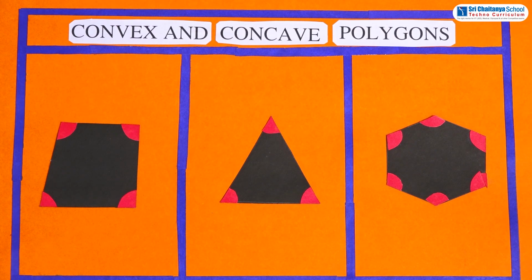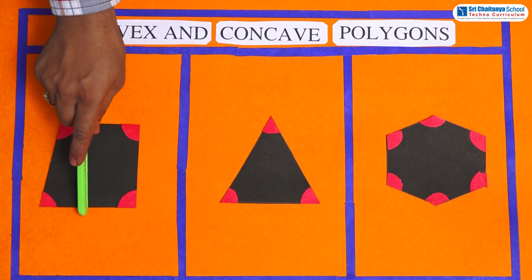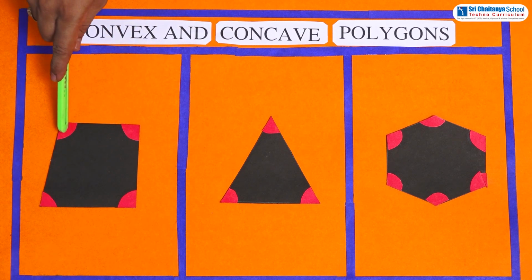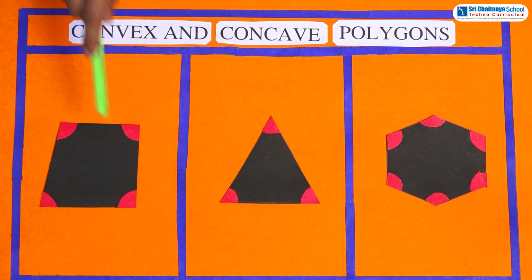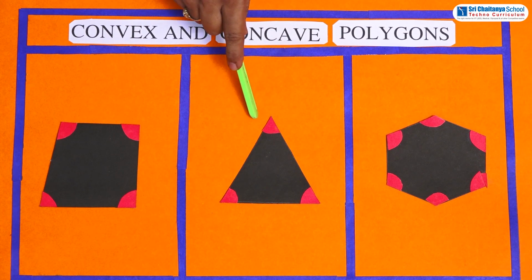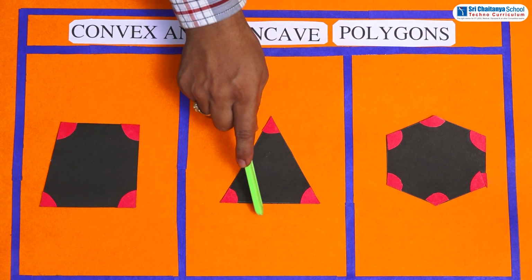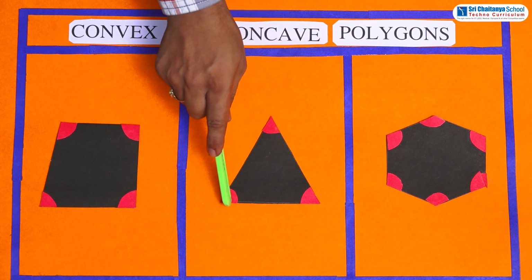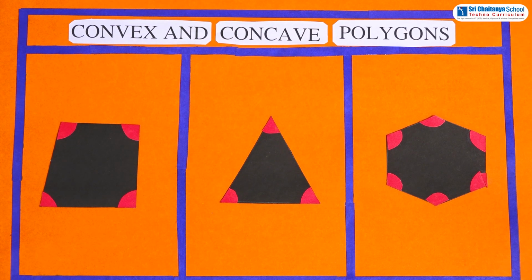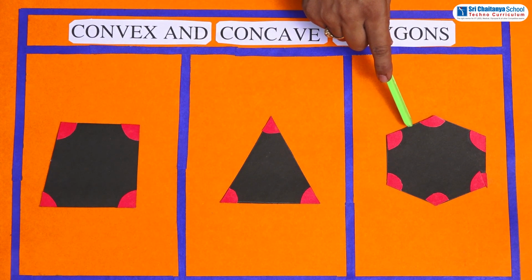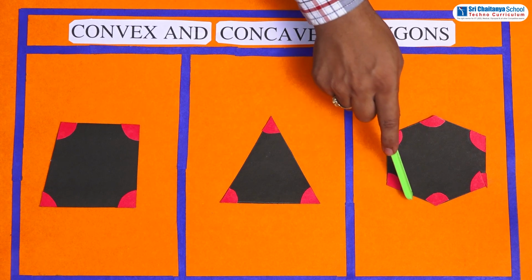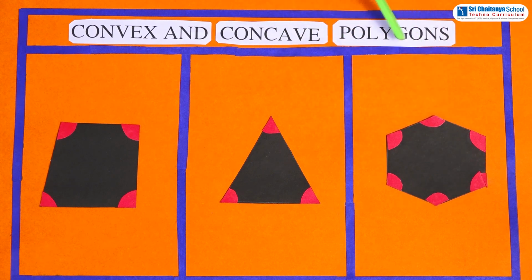In the first polygon, it contains 4 sides and 4 interior angles. In the second polygon, it has 3 sides and 3 interior angles. And in the third polygon, it contains 6 sides and 6 interior angles.